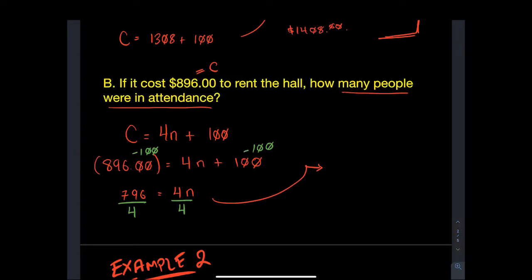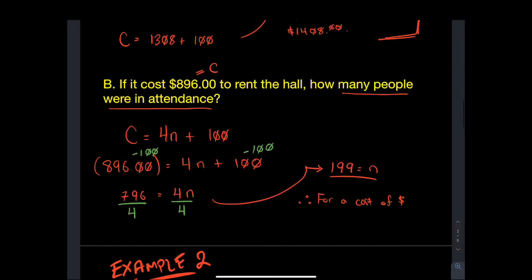So we ask ourselves, what's 796 divided by 4? I'll plug it in my calculator. So it's 199 equals n. Okay. So again, we'll finish this off with a word, and we'll say that therefore, for a cost of, and it's usually best to include both values when you're doing a written response. For a cost of $896, 199 people were in attendance.